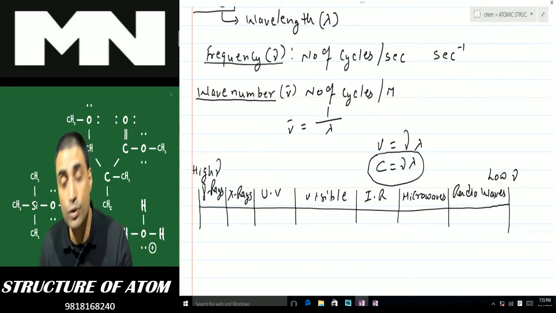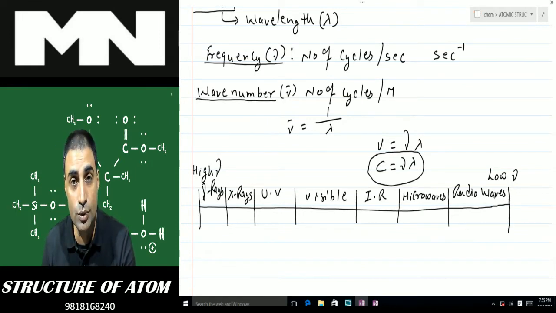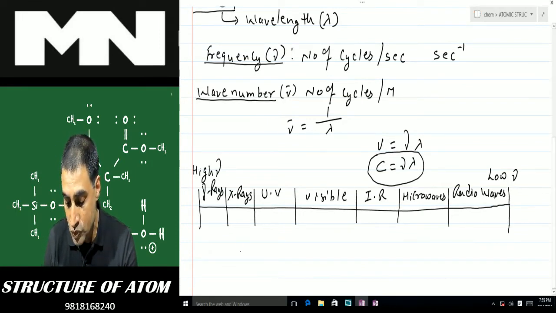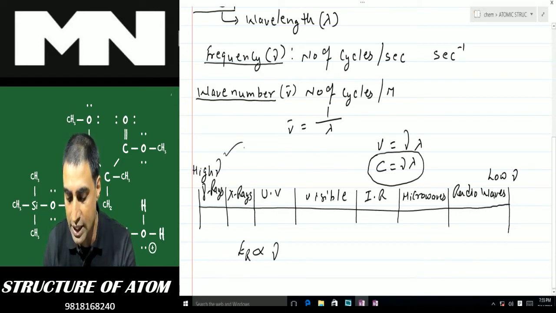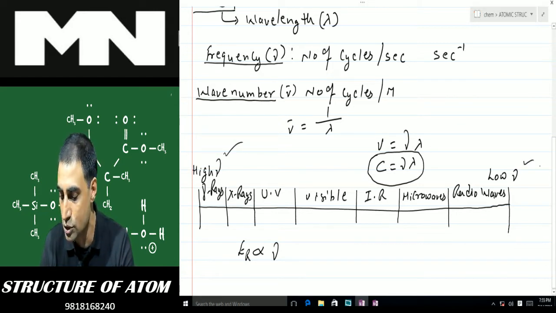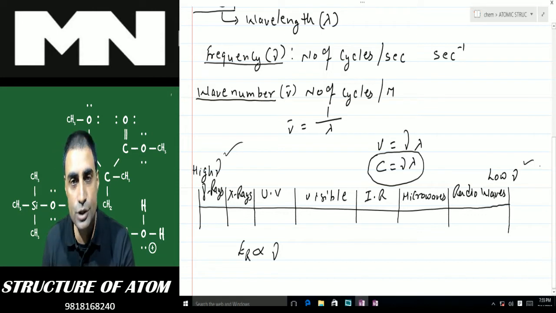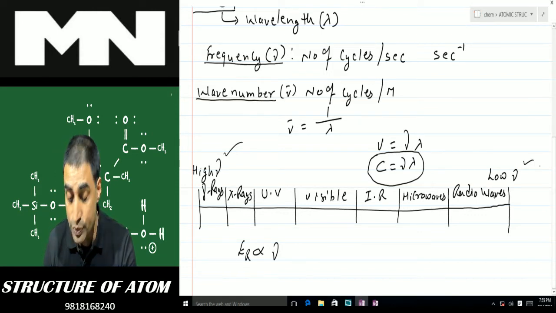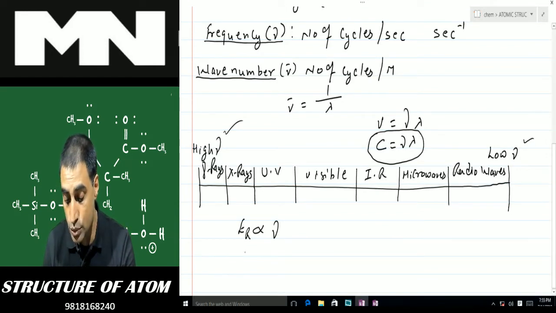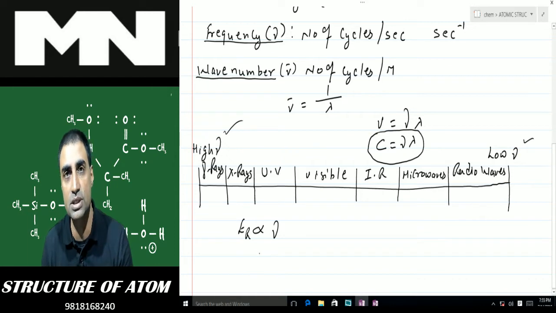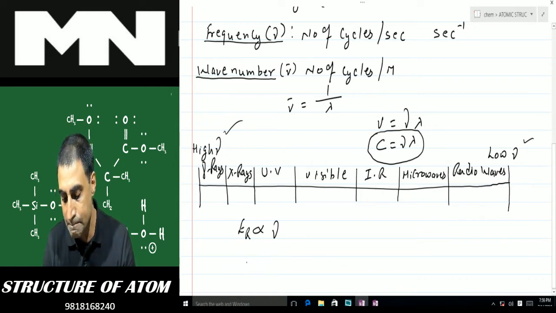Before starting further, I would like to tell you one thing: the energy of a radiation is directly proportional to its frequency. As I have shown you here also, high frequency means high energy, low frequency means low energy. It was postulated by Planck, who gave us the quantum concept. According to Planck, the energy of radiation is directly proportional to its frequency.